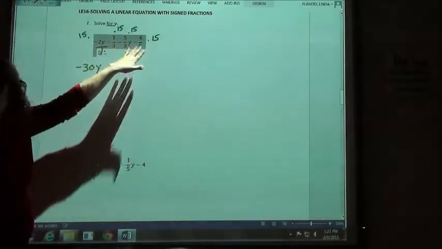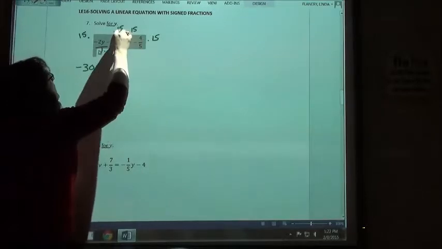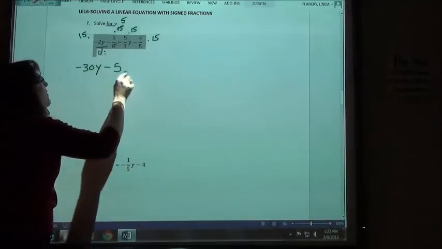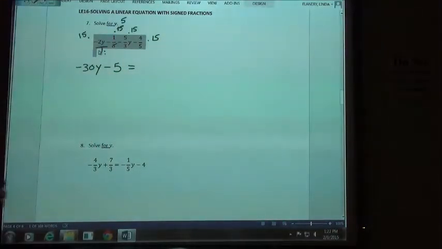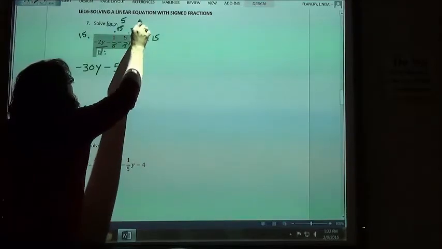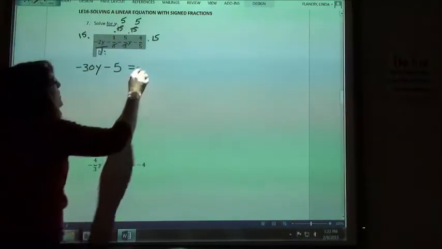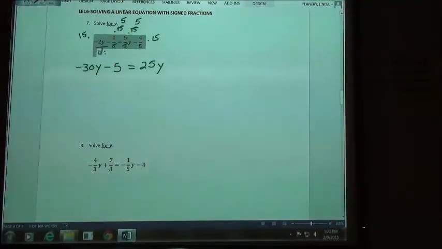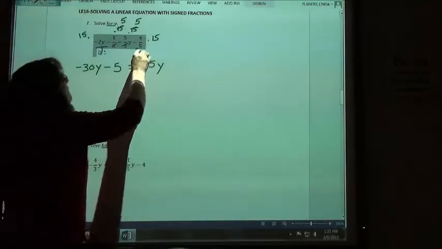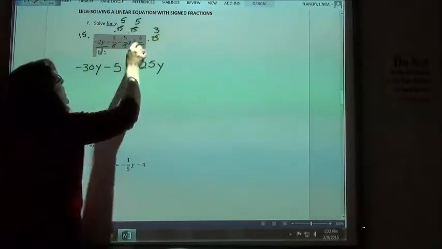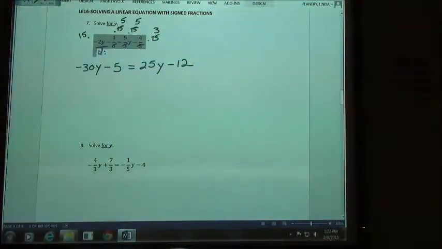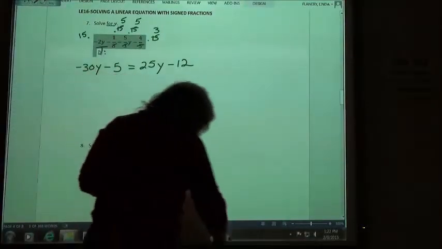But with the fractions, that's where we're going to be able to cancel. 3 goes into 15 5 times. 5 times the one on top is 5, so we get minus 5 there. Equals. Again, 3 goes into 15 5 times. 5 times the 5 on top is a 25, and that one has the y behind it. And then on the last one, 5 goes into 15 3 times. 3 times that 4 is 12, and there's a minus in front of that, so minus 12. So we have negative 30y minus 5 equals 25y minus 12.